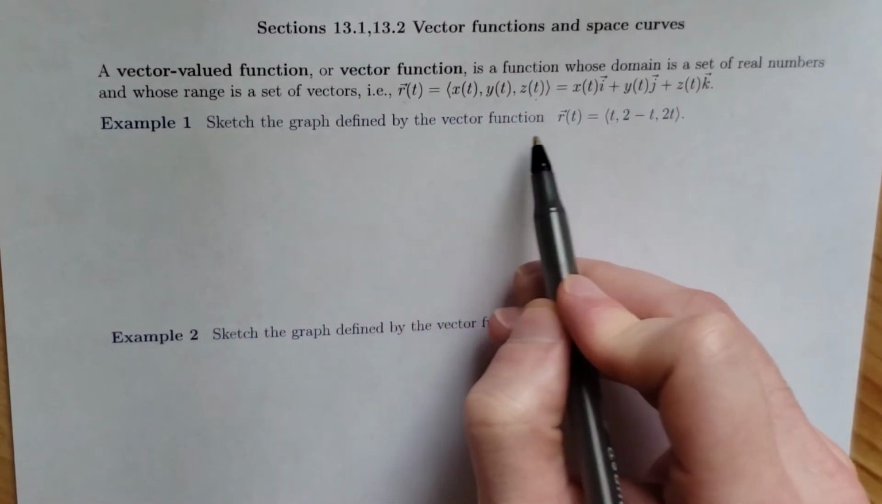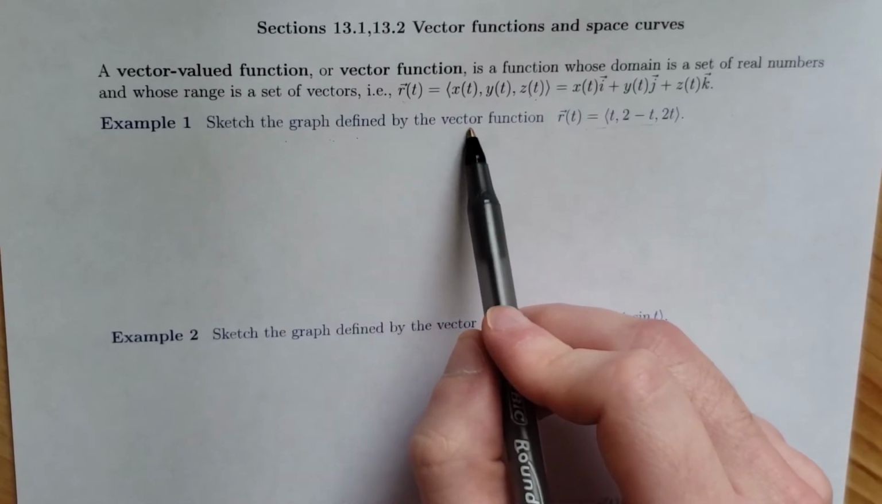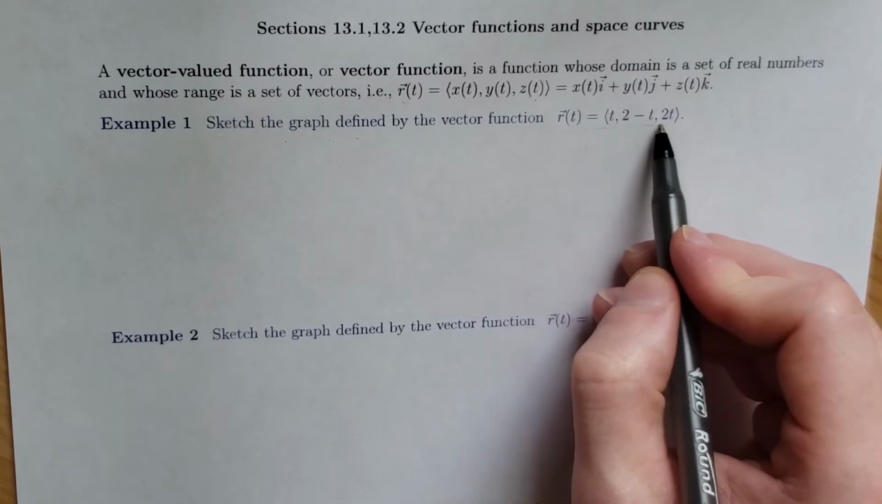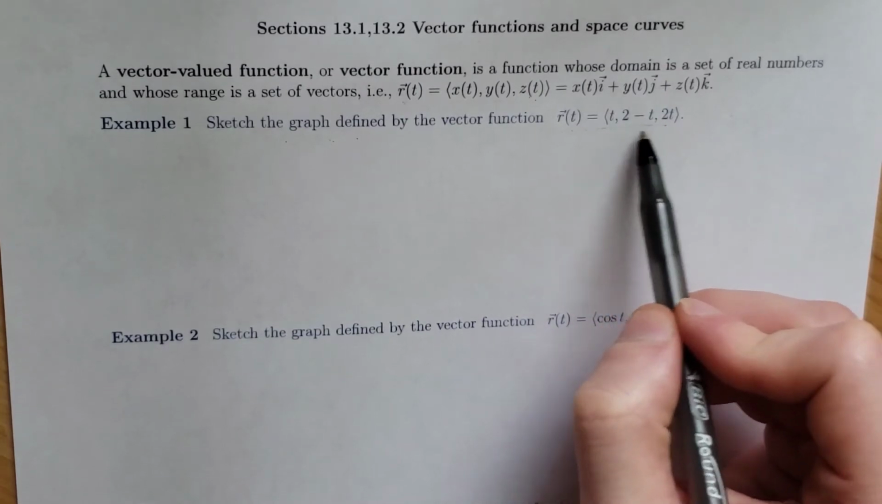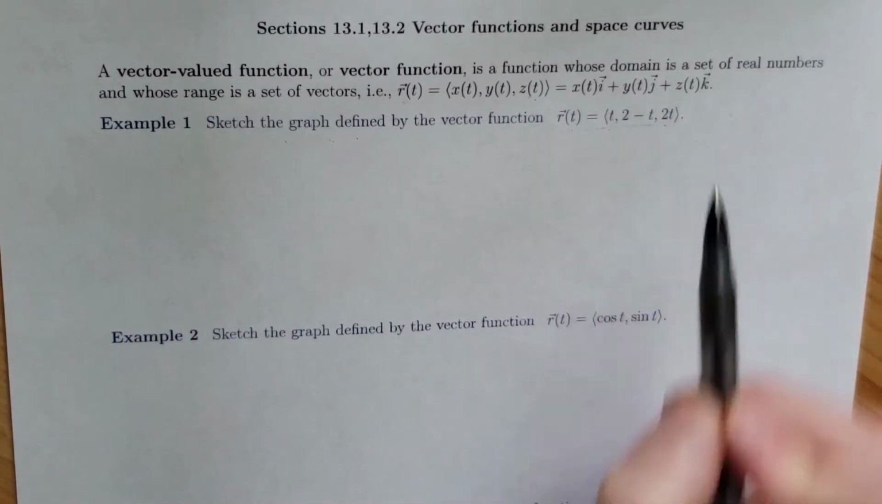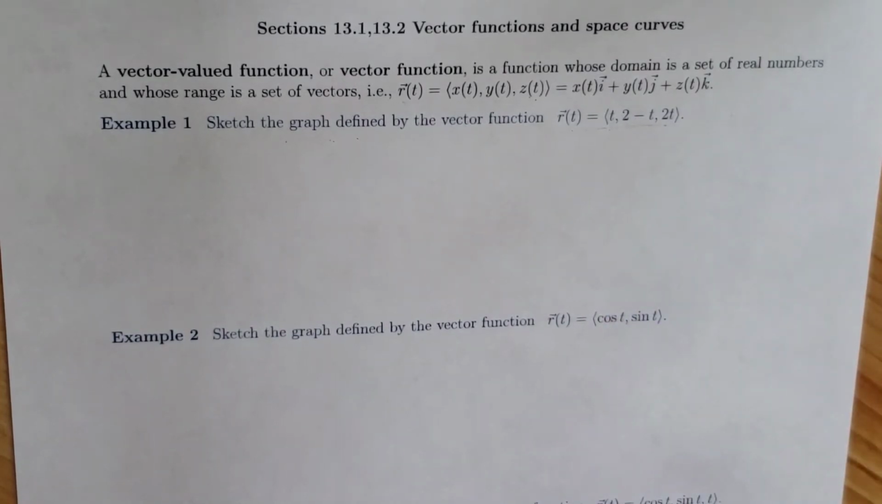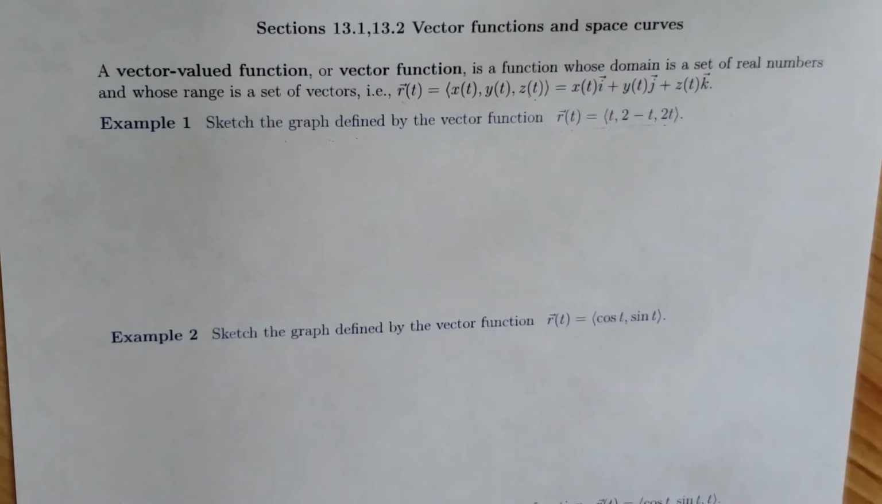So let's take a look at this first example. We are going to try to sketch this graph defined by the vector function r of t is equal to t, 2 minus t, 2t. Well, we might recognize this as a linear equation in three dimensions, i.e. a line. The first thing I want to do is introduce this idea of parametric equations. We've used that when we talked about lines in section 12.5, but we're going to discuss that a little bit more now because it's going to be pretty important from here on.